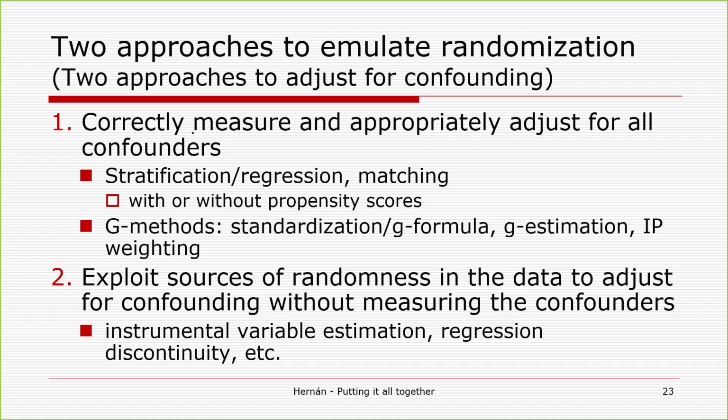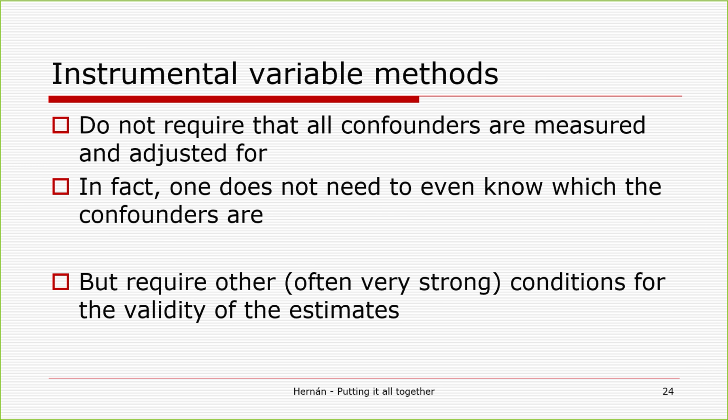One is to measure and adjust for all the confounders, all the methods that we have discussed. The second approach is to use sources of randomness that exist in the data to adjust for the confounders without ever measuring the confounders, without even knowing what the confounders are. These are methods like instrumental variable estimation, and these are methods that Thomas Clarkson was talking about. These methods have a long history in the social sciences, less in the biological sciences, but they are being used more.